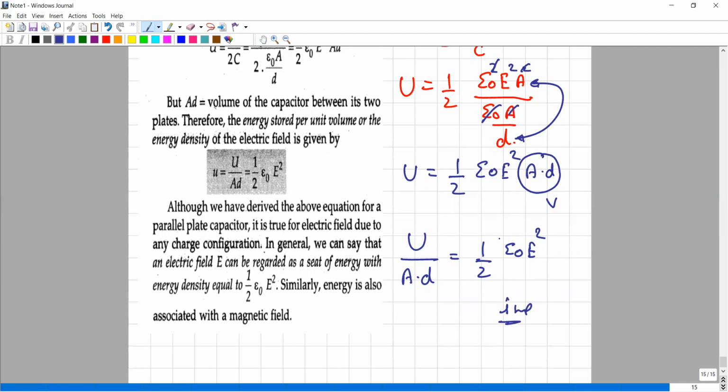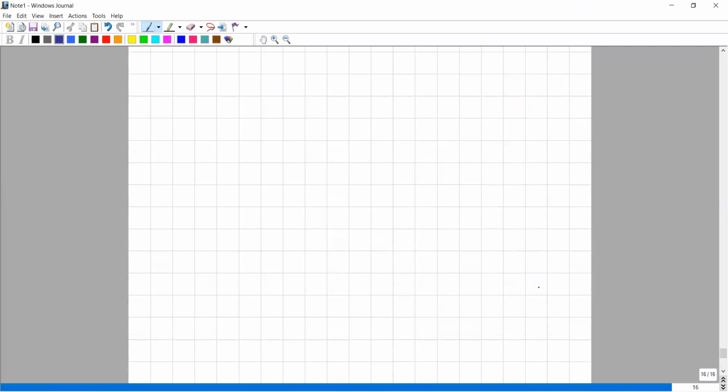Very important formula. You will find a lot of questions from JEE Mains and Advanced level using this particular formula to solve electric field, capacitance, and all those. In BM Sharma, DC Pandey you will find numerous problems using this formula, half epsilon naught E square.